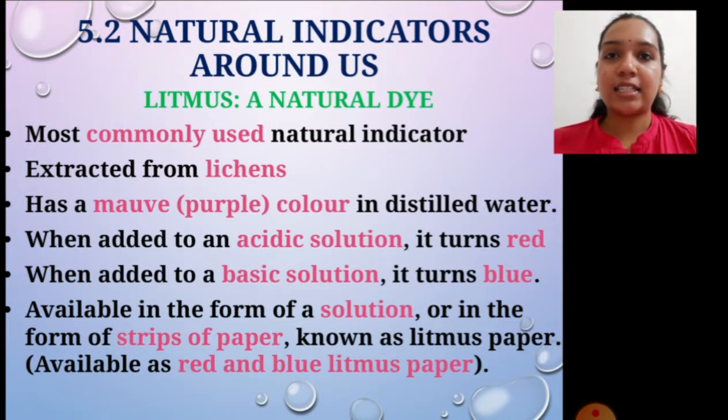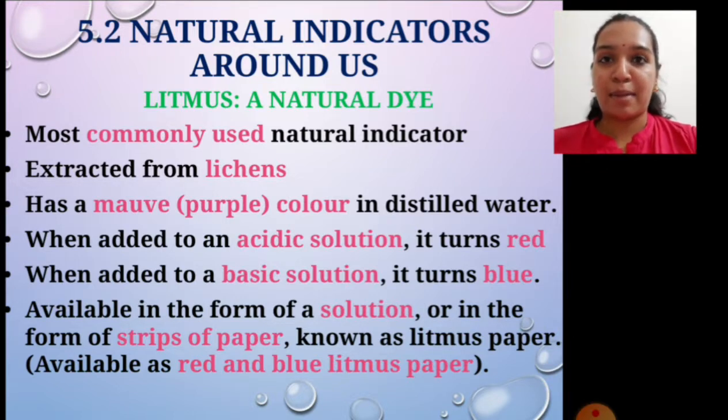The color of litmus is usually purple in a neutral solution. Basically, its naturally occurring color is purple. The change in color of litmus is that it turns red in an acidic solution and it turns blue in a basic solution. In laboratories, we use litmus papers as strips, usually red and blue litmus papers.